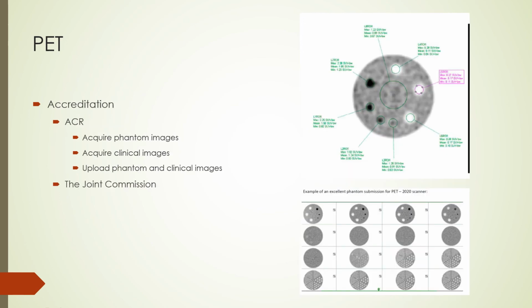Sites performing PET imaging can obtain ACR accreditation as evidence of a well-run imaging and quality control program. ACR accreditation involves acquiring both phantom and clinical images and uploading them for evaluation. The phantom images are analyzed and SUV values obtained. The top image shows the region of interest used for SUV analysis, and the bottom image shows images of the phantom submission.